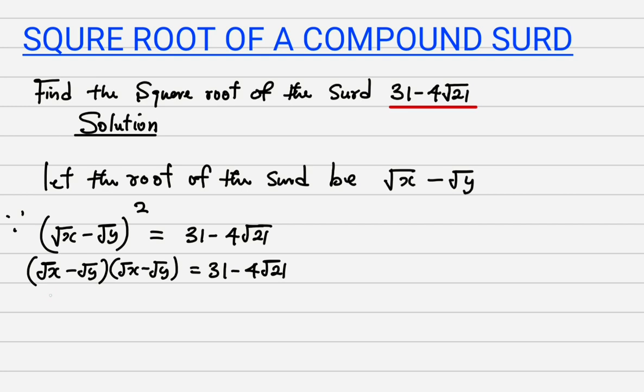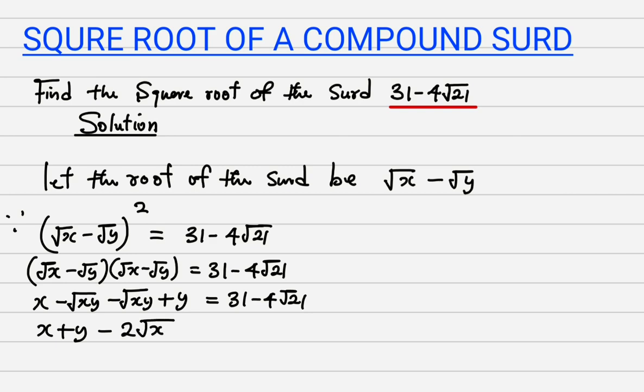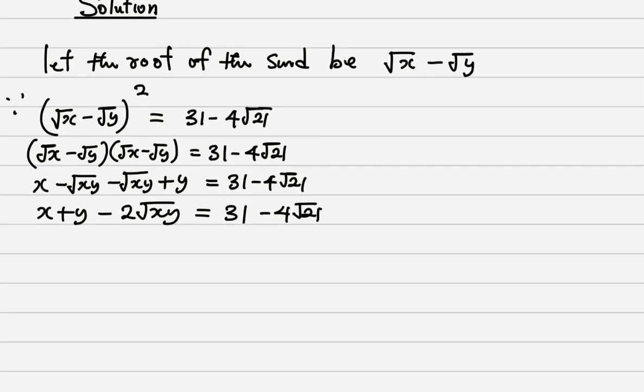Expanding further, root of x times root of x is x. Then root of x times minus root of y is minus root of xy. Then I'm going to still have minus root of xy. Then minus root of y times minus root of y is going to be plus y. Now this is equal to 31 minus 4 root 21. Now rearranging it, I have x plus y minus 2 root of xy is equal to 31 minus 4 root 21. So the next thing to do is to actually compare the terms, okay?